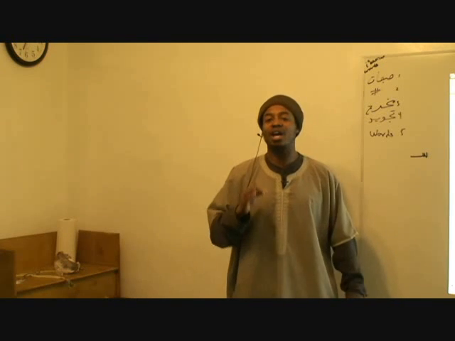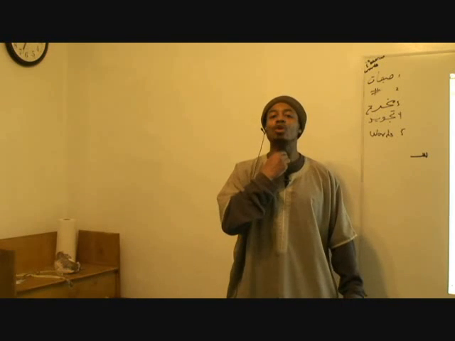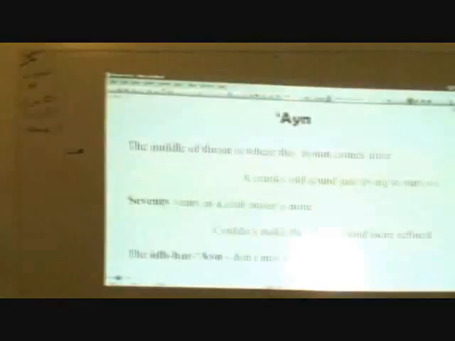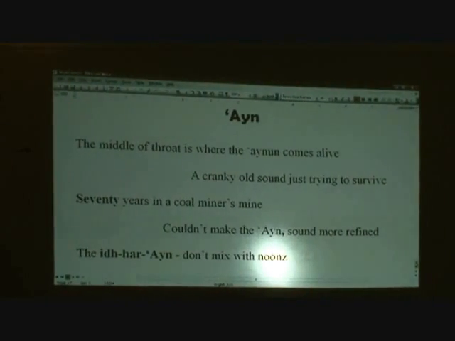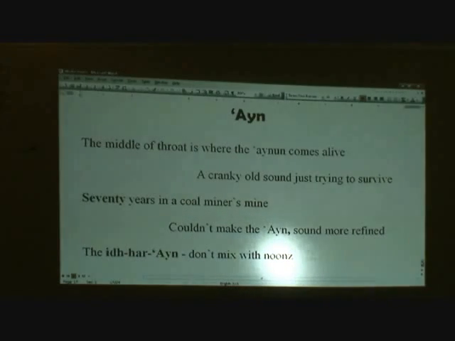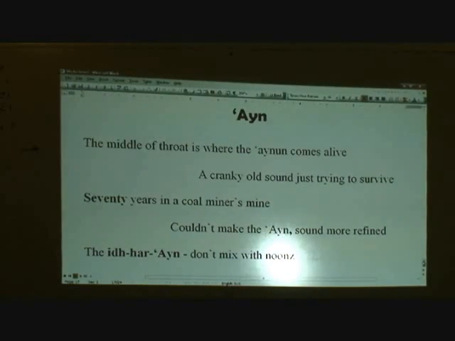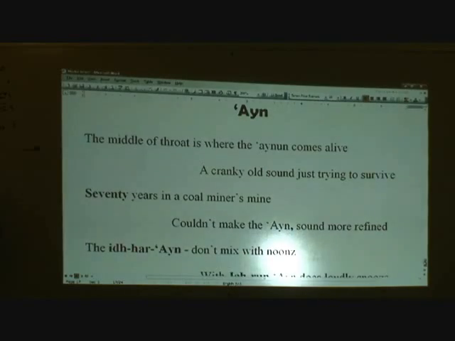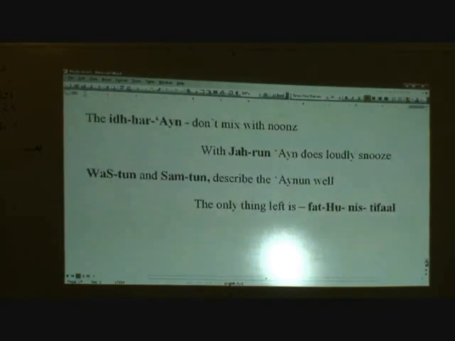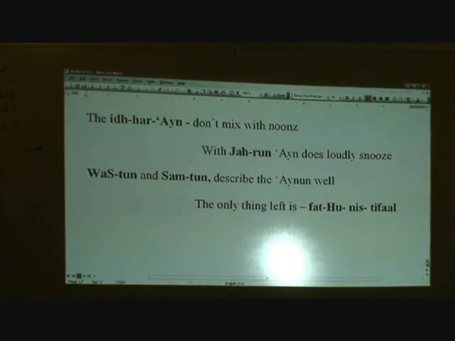Here we have Ayn. How do we know what Ayn is? We go to the poem. Check it out. It says the middle of the throat is where the Aynun comes alive. A cranky old sound just trying to survive. 70 years in a coal miner's mind couldn't make the Ayn sound more refined. The Idhar Ayn don't mix with noons. With Jahrun Ayn does loudly snooze. Wastun and Samtun describe the Aynun well. The only thing left is Fatun Istifad.